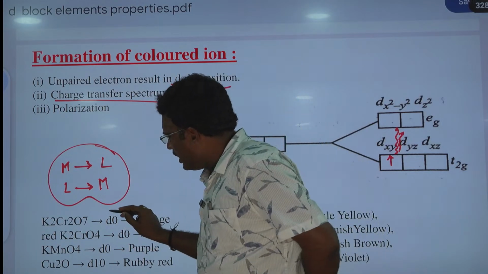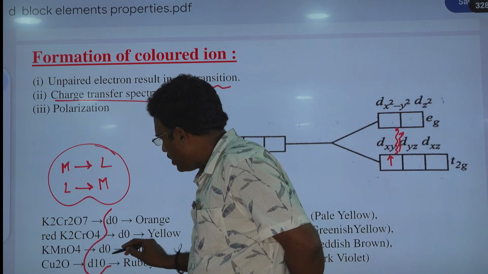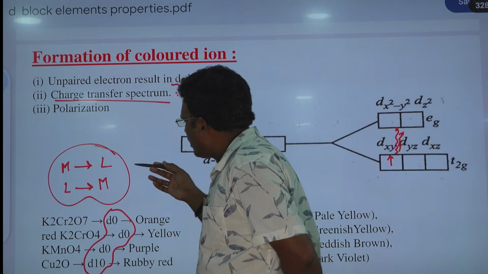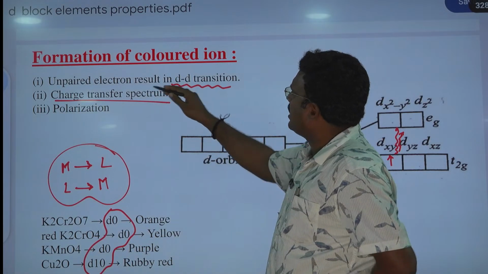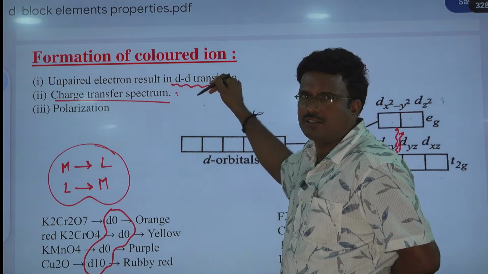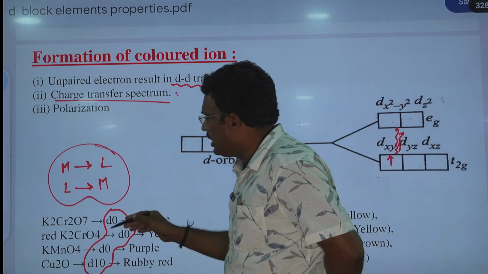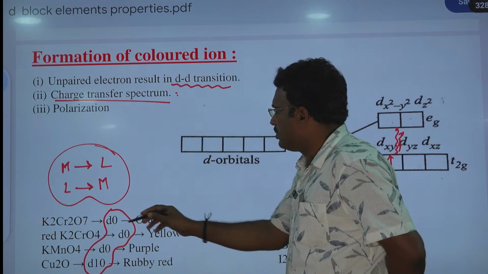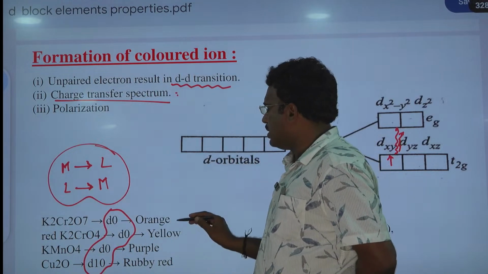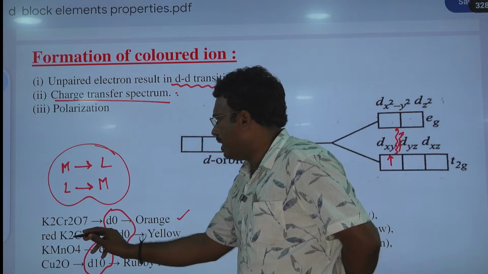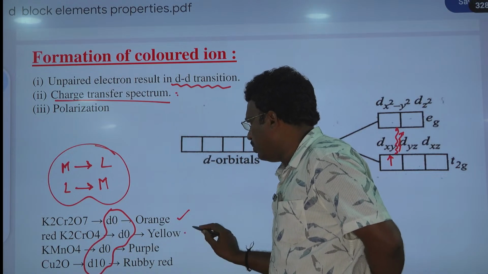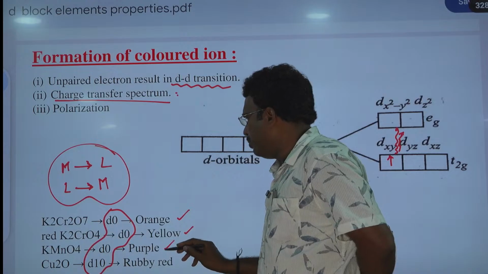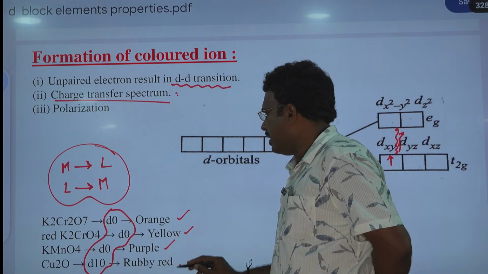There are no d electrons, right? Before I talk about that, why are those elements colored compounds? Because of unpaired electrons, which are transferred in the d-d transition. But here there are no d electrons. Why do these compounds show different colors? Here potassium bromate is orange, potassium chromate is yellow, potassium permanganate is purple, and plus oxide is red.